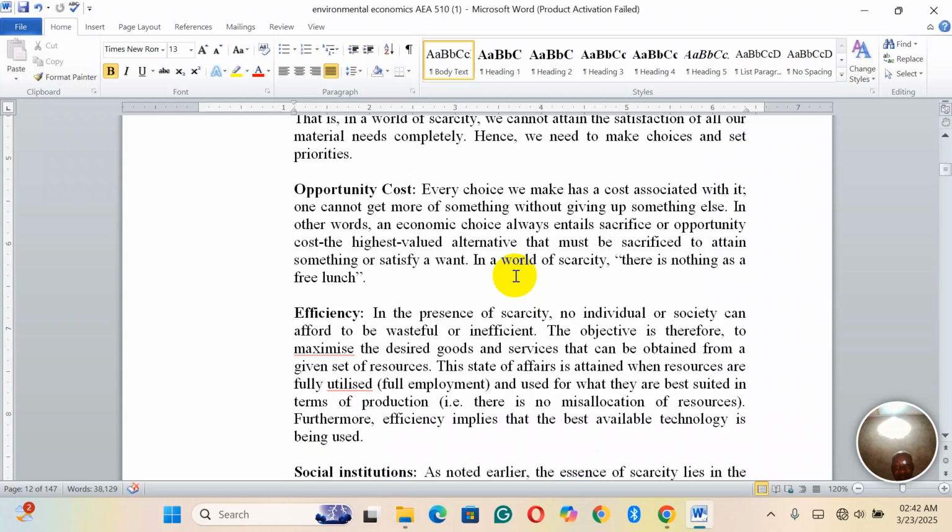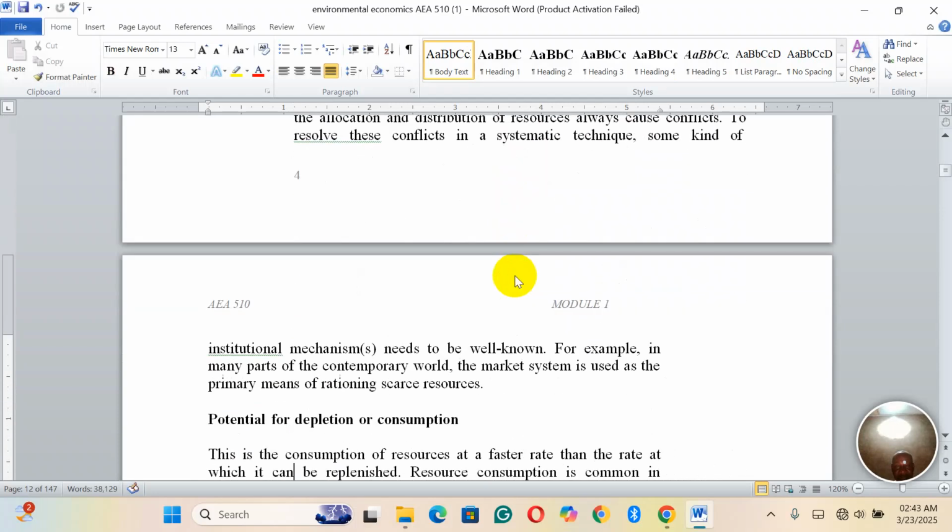Then we have efficiency. In the presence of scarcity, no individual or society can afford to be wasteful or inefficient. So the objective, therefore, is to maximize the desired goods and services that can be obtained from a given set of resources.